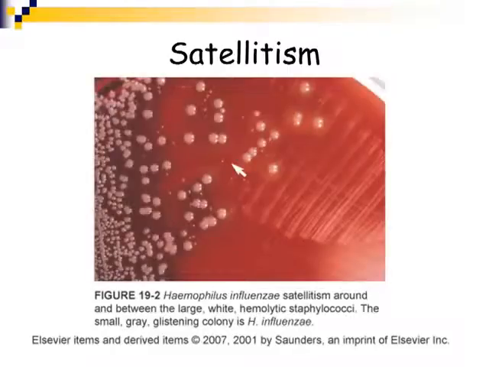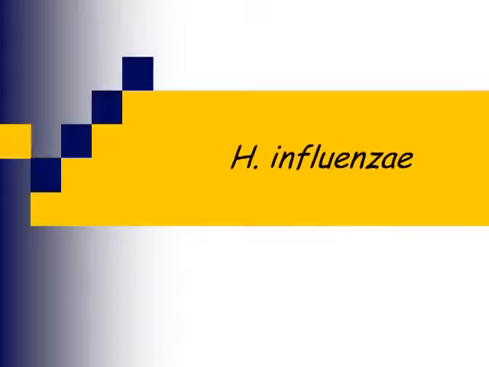So here is an agar plate, and you can see the little teeny tiny Haemophilus influenzae organisms satelliting around Staphylococcus aureus that are growing on a sheep blood agar plate. So in general, Haemophilus influenzae will not grow on a sheep blood agar plate because there's no V factor in it. However, if there is Staphylococcus aureus or Streptococcus pneumoniae growing, you can get Haemophilus influenzae as a satellite colony.